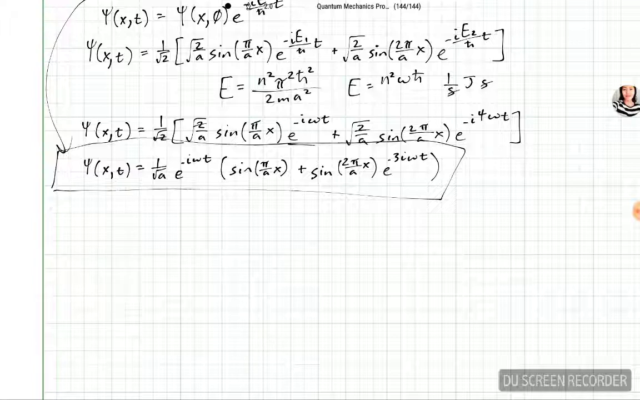Now I'm going to look at the absolute value squared. Okay, so here I am going to have out in front my 1 over square root of a is just 1 over a. Then I have this times complex conjugate. So I get, I'll go ahead and write it out here. So I get e to the negative i omega t, e to the plus i omega t, and that's just going to cancel out.